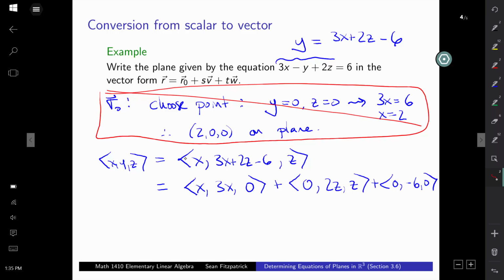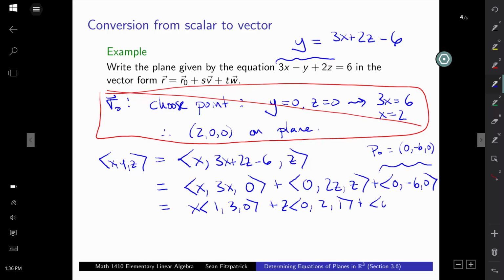So now, the point p naught I'm going to take to be this one, 0, minus 6, 0. We can check that that's also a point on the plane. If x and z are both equal to 0, y has to be minus 6. Now I'm going to do one more step here. I can take the x out from this one, 1, 3, 0. You can take the z out from this one, 0, 2, 1. And then 0, minus 6, 0.